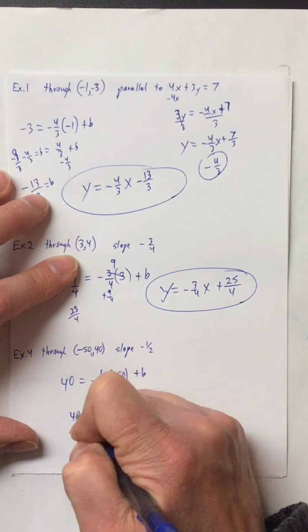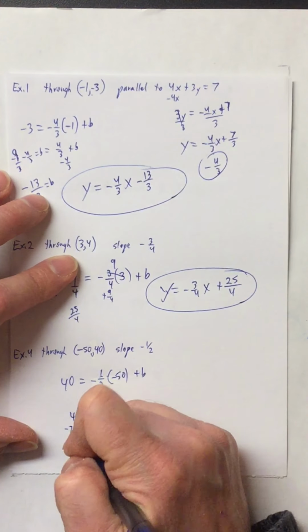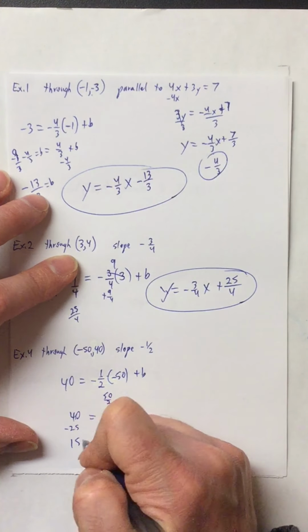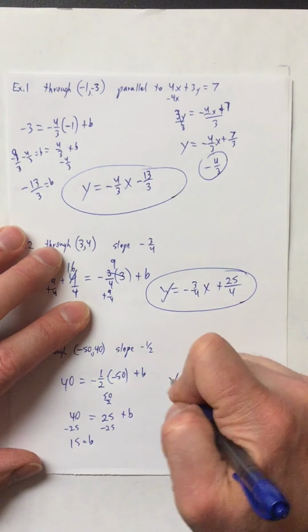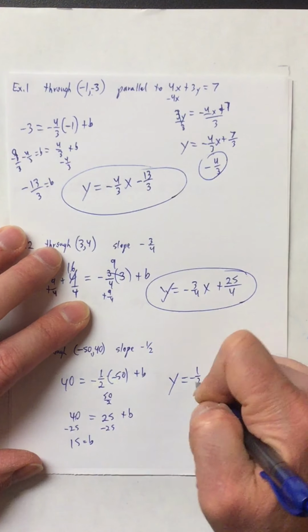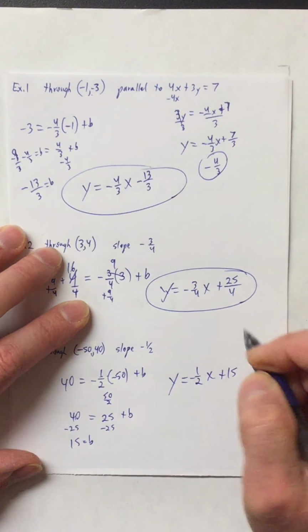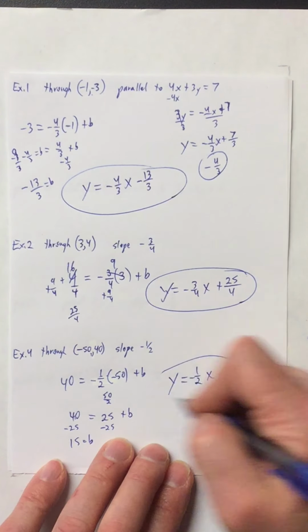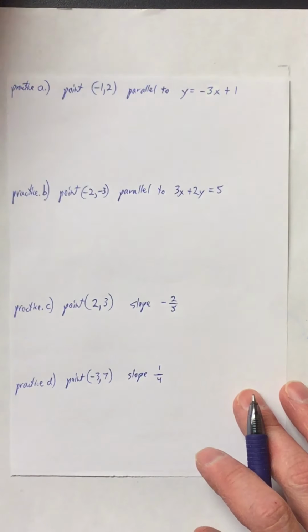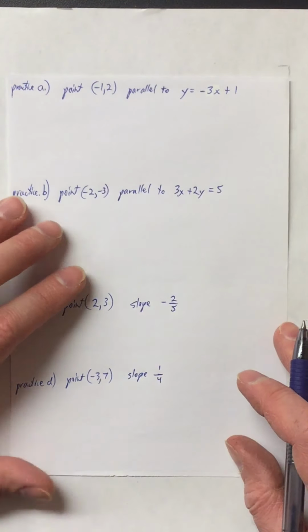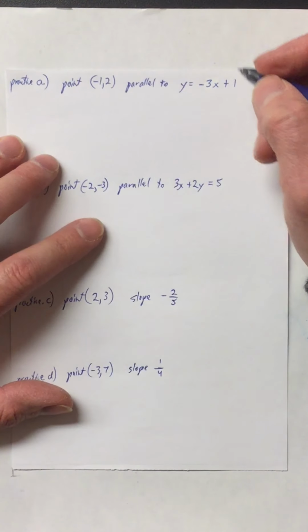Okay, so then let's subtract 25 from both sides. It looks like I'm left with an intercept of 15. So my answer is y equals negative 1/2 x plus 15. Okay, hopefully that makes sense. Very similar to lesson 106. Let's work through the 4 practice problems. Do them yourself and then check your work with my work.